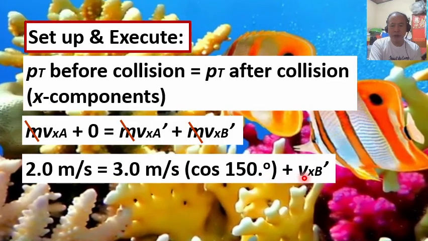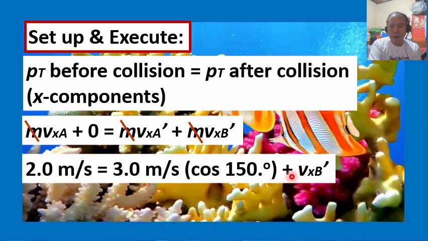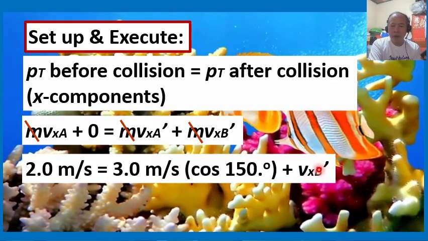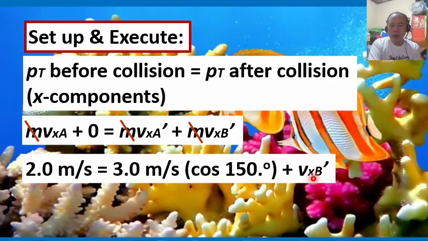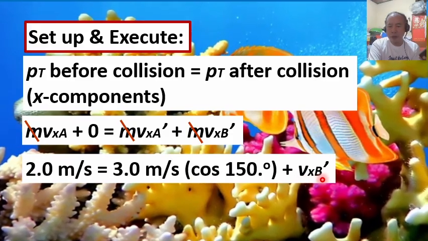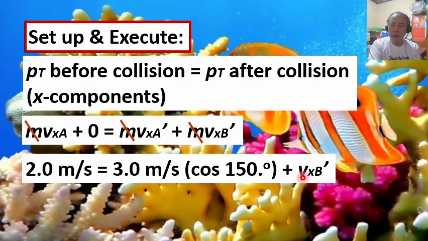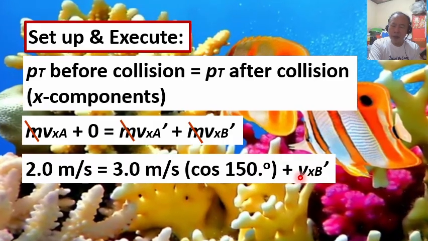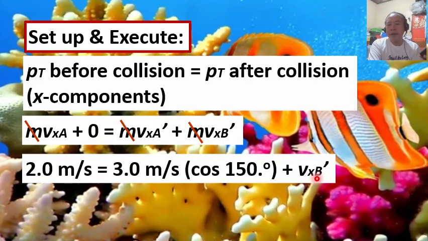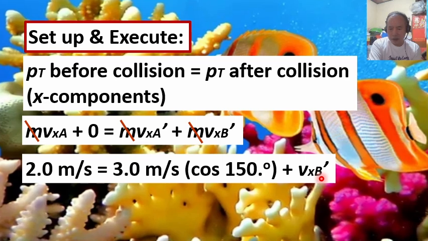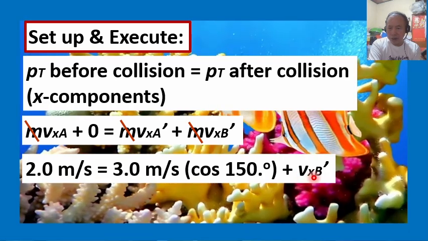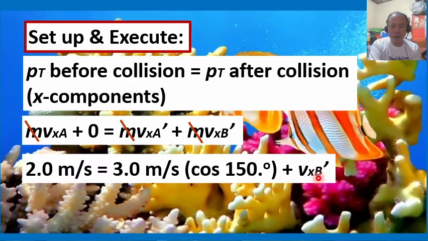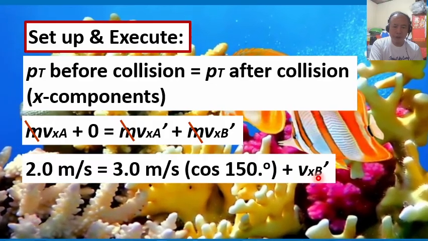Then, of course, v x B prime is yet to be determined, right? Since the final velocity of particle B along the horizontal is not given, right?